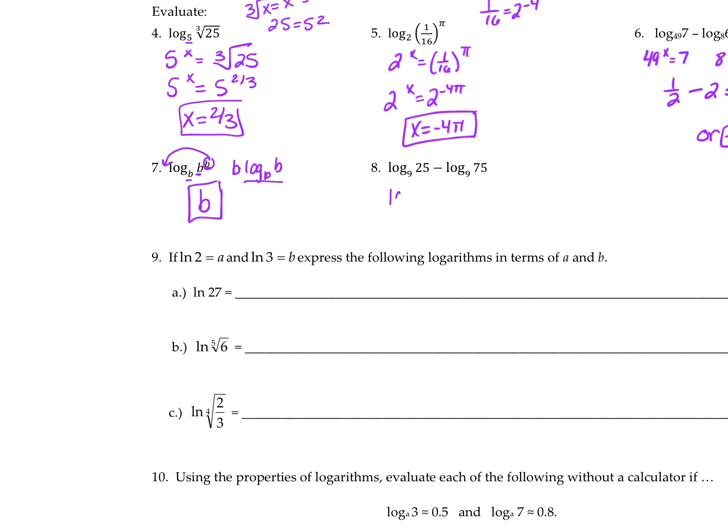Now I have subtraction with a common base, so I can say this is log base 9 of 25 over 75, which would be log base 9 of 1/3. So that means I want to think about it as 9 to whatever power is 1/3. So it's going to have to be negative. Well, let's just switch this. So this is 3 to the 2x is the same as 9 to the x, and this would be 3 to the negative 1. So that means 2x would equal negative 1, which means x would equal negative 1/2.